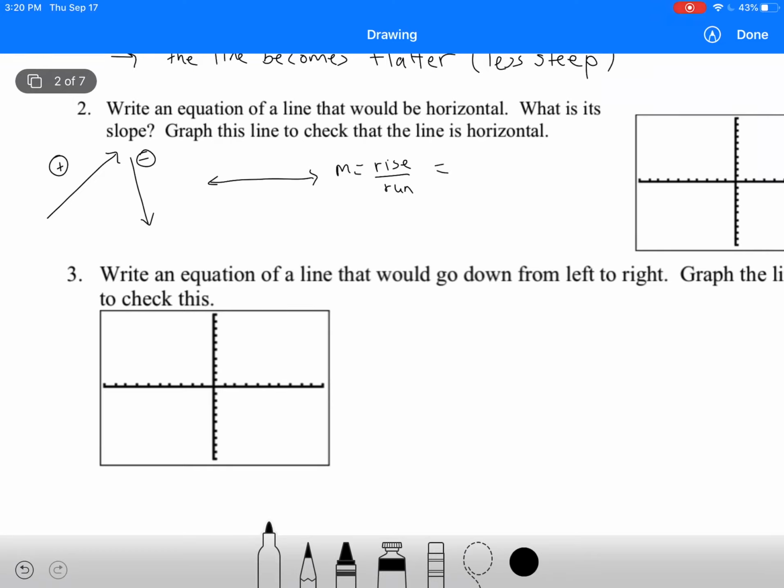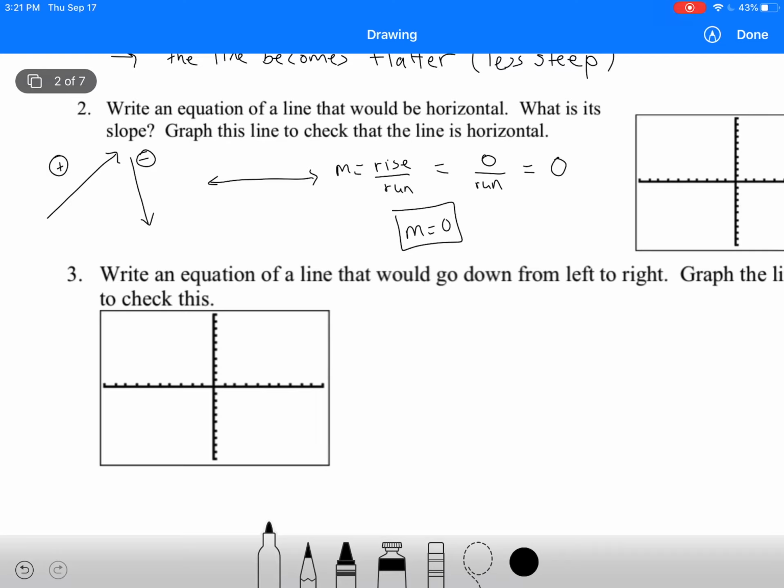And in an equation, if you try to do 0 divided by any number, you will always get an answer of 0. So horizontal lines just have a slope of 0.